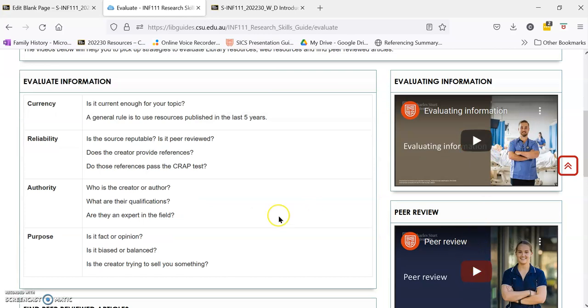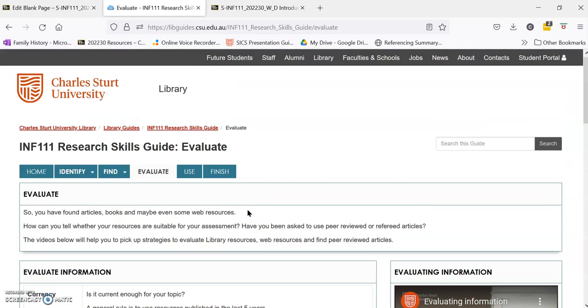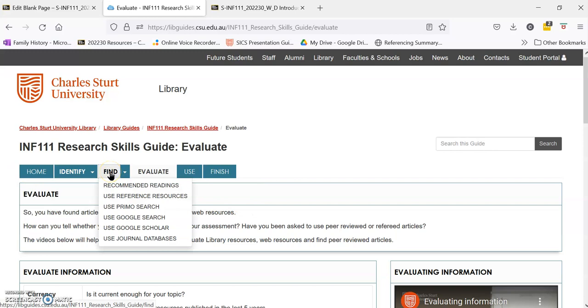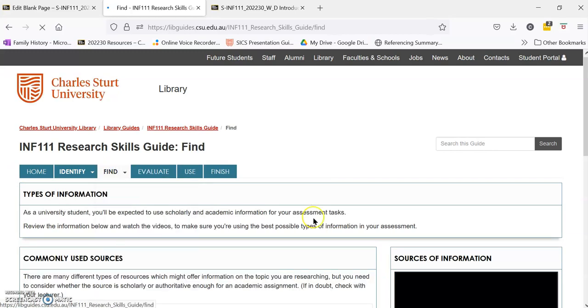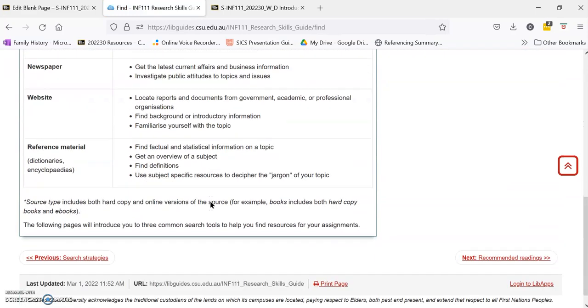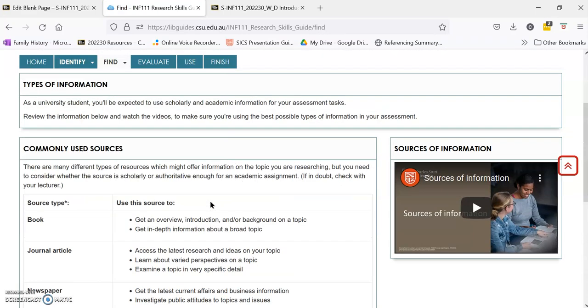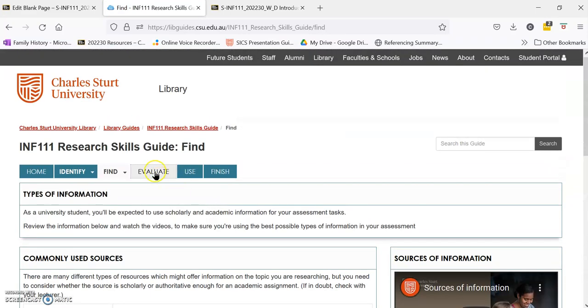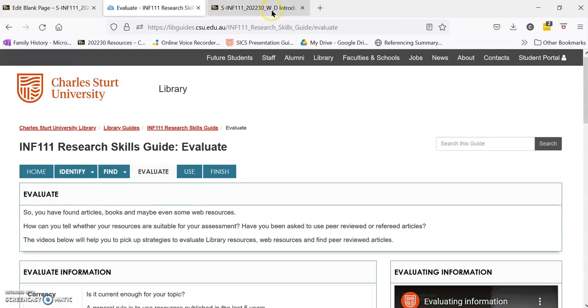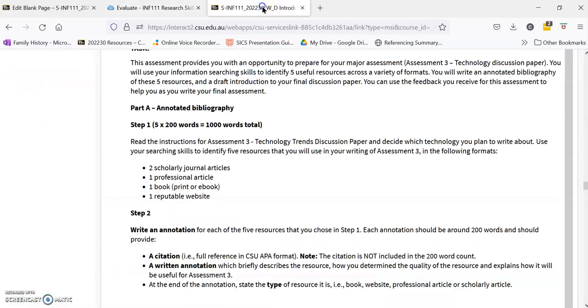You can see there's some videos in there as well. And it's specifically there for you, for this particular subject. So explore the different tabs. The find one here will help you with your research, so it will help you to find different types of information. And then the evaluate one as well is really important for this particular task.